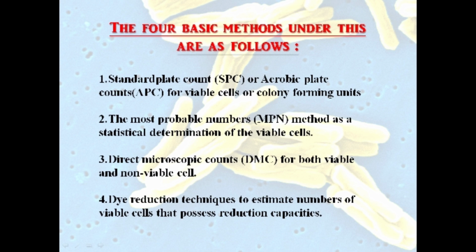Number 1. Standard plate count or aerobic plate count for viable cells or colony forming units. Number 2. The most probable numbers method as a statistical determination of the viable cell. Number 3. Direct microscopic count for both viable and non-viable cells. Number 4. Dye reduction technique to estimate the number of viable cells that possess reduction capacities.